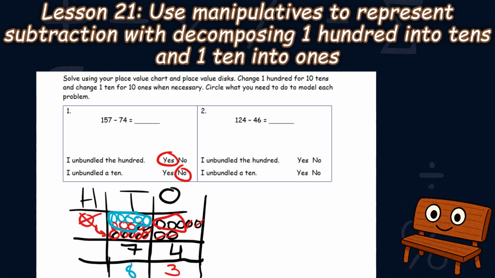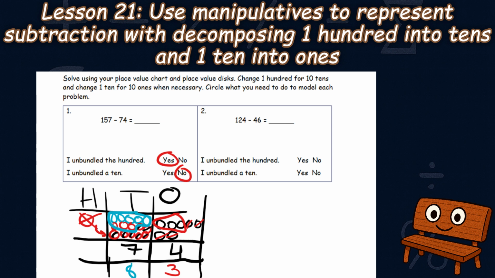In doing so, not only did we have 5 tens, we gave ourselves 10 more tens, and thus that gave us 15 tens. So if we have 15 tens and we take away 7 of them, we're going to be left with 8. Now, one of the more unfamiliar things about this problem is looking at one of the answer choices where you have to circle. And it says, I unbundled the 100 and I unbundled a 10.